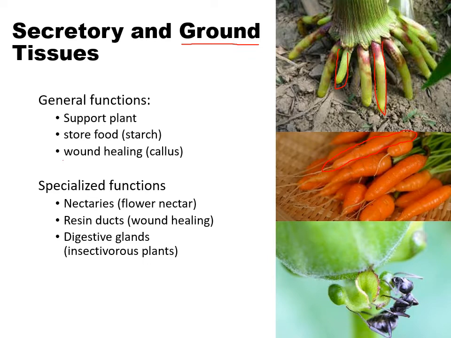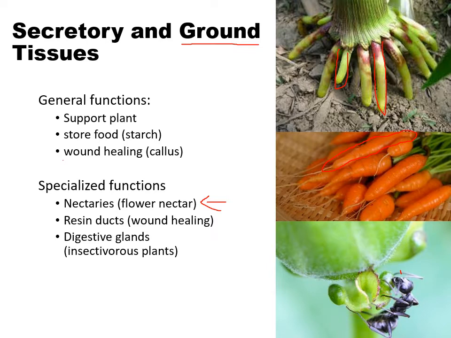There are also specialized tissues, nectaries. All flowers have nectaries to feed insects, to attract them for pollination. Here we have an ant feeding on a nectary. So the plant is offering up sugar in exchange for an insect to carry pollen away to an opposite gender to pollinate the plant.